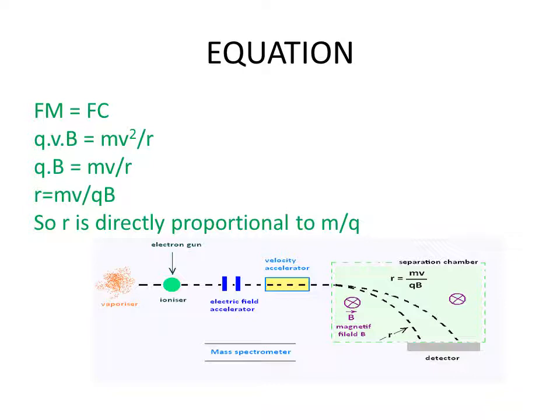Now if we take the radius on the left hand side and the rest of the terms on the right hand side, this equation simply shows that radius is directly proportional to the mass to charge value. So in this way, by finding out the radius of the curve, we can find out the mass to charge value of that ion.